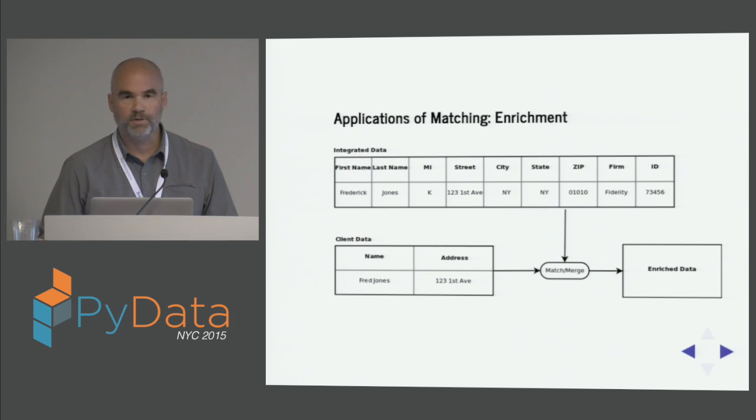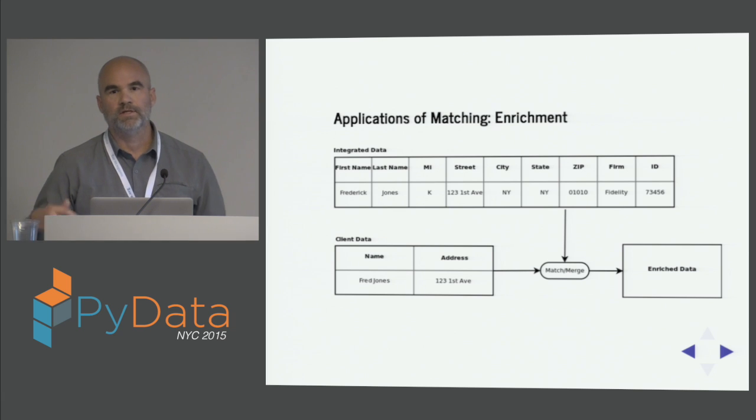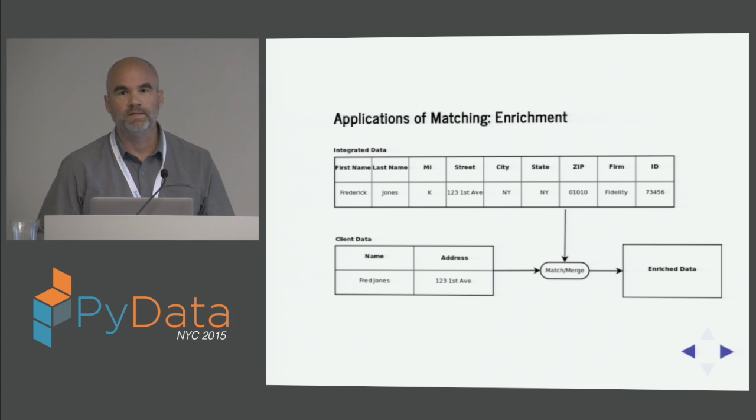Second application is what I'm calling enrichment, and the idea here is that you have some data set already built. You get data from a client. You match that client data to your own data and then pass them back some bit of information that they didn't already have, maybe an identifier that they need.